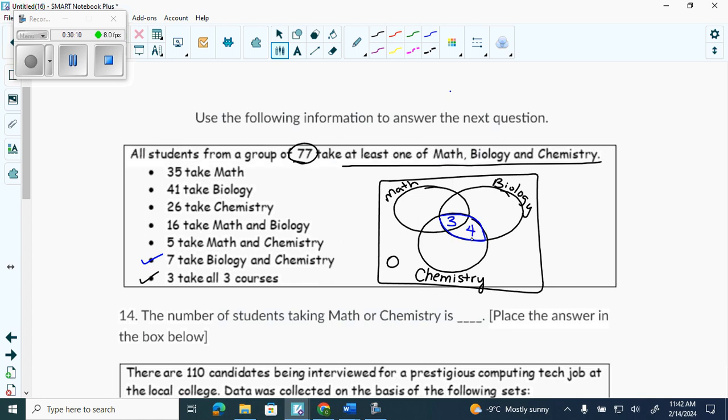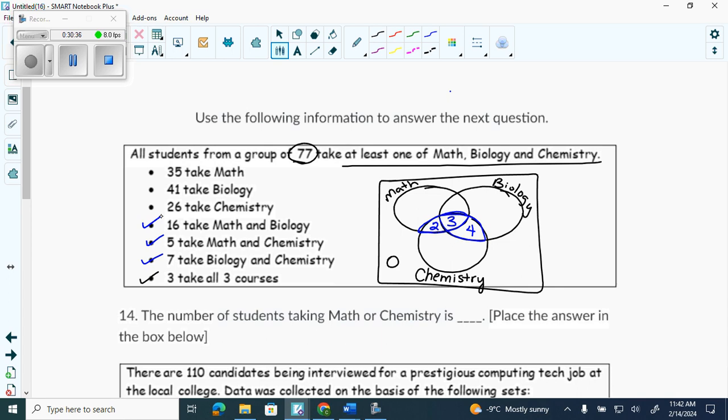What if it said 7 only? Where the 4 is now, I would have a 7. Right? If it said bio and chem only, it would just be that in that spot. I wouldn't subtract. So only just means go in one region, no subtractions, if it has the word only. Okay? 5 take math and chemistry. So math and chemistry need to have 5 in that eyeball, so I have 2 sitting here.